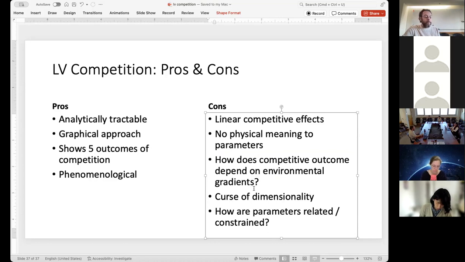Curse of dimensionality: the number of parameters, those competition coefficients, is like n squared. So the more species you have, the harder it gets to measure all the competition coefficients. And finally, they're all independent of each other in the model. So how do they relate to each other? What's the right universe of competition coefficients and carrying capacities? It's not clear. So these are the issues. And as we'll see, starting next week, resource competition theory will come in and fix all those problems under the cons.